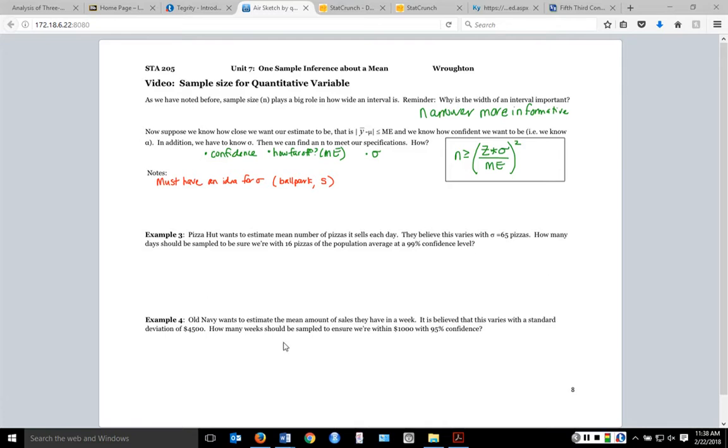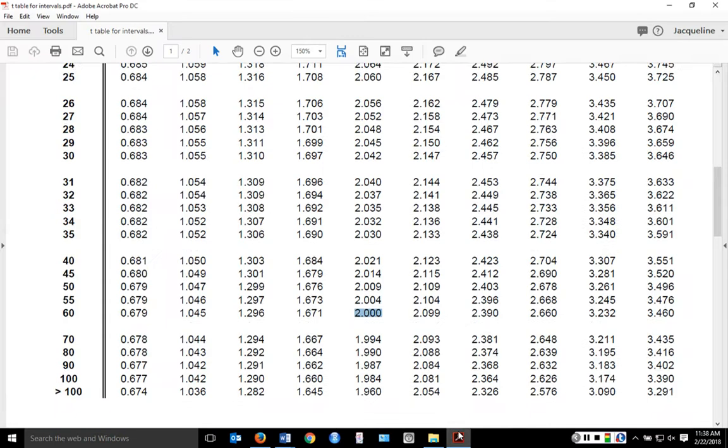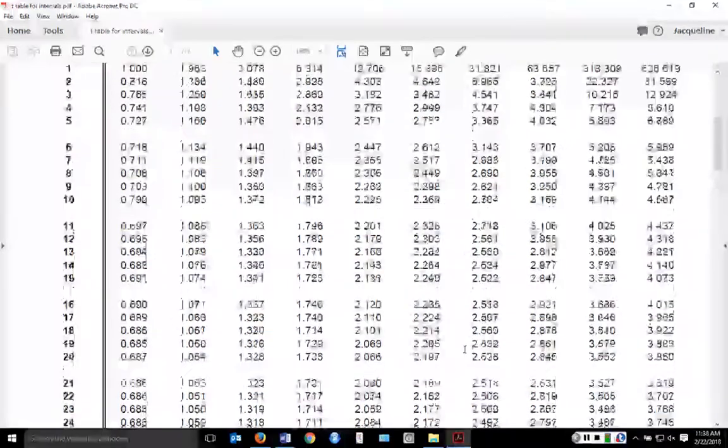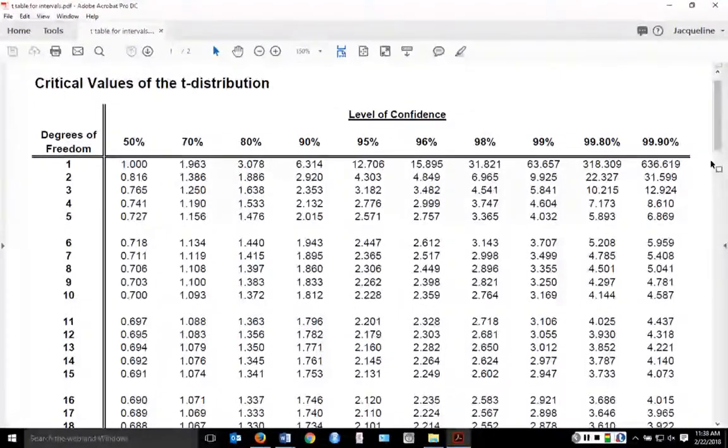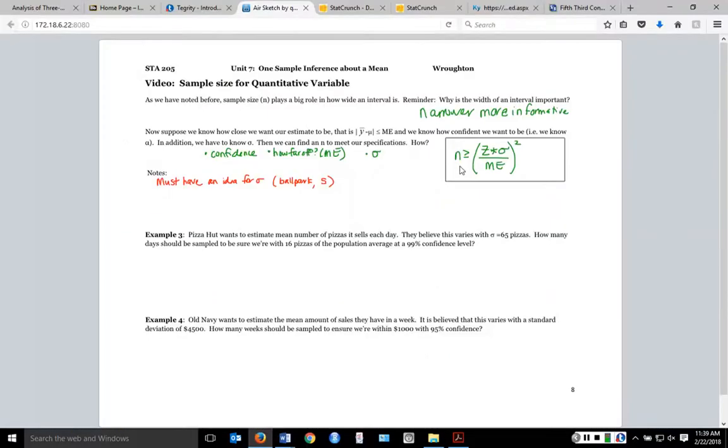The other weird part inside of here is, remember, up to this point in this set of notes we've been using a t instead of a z. Well, why can I not use a t here? Let's look at our chart. Remember, there's two different things I needed to know here. I need to know how confident you wanted to be, which I'm also saying I need to know right now. But then I also need to know degrees of freedom. In order to find degrees of freedom, I need to know your sample size. That's a problem because that's what I'm trying to find. So I can't really use a t in this place.